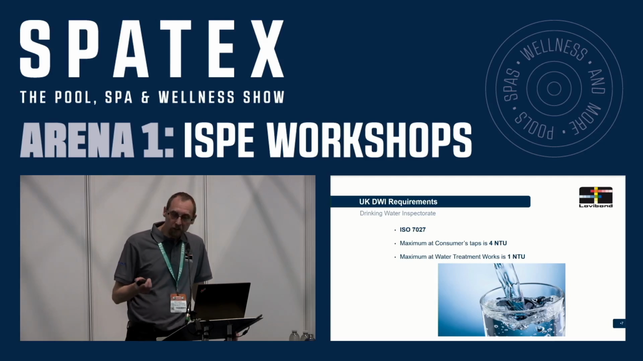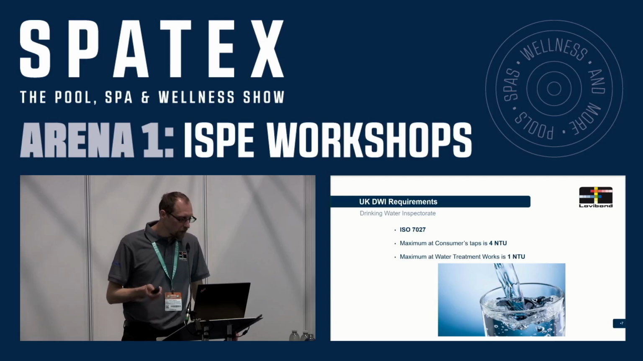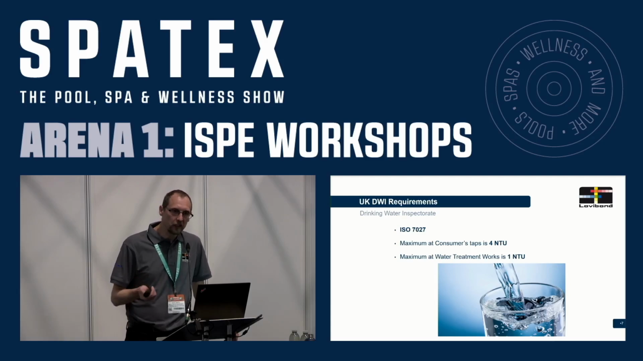So for drinking water standards here in the UK, we follow the ISO 7027, and these are actually the prescribed limits that the DWI state for drinking water. So we're looking at treatment works. Every drinking water plant here in the UK must measure 1 NTU or below as it leaves the treatment works. And when it gets to a customer's tap, it should be 4 NTU or below. So if you've ever had your local water company turn up and ask to do a sample of your water at home, they will be measuring, and it has to be below 4 NTU.